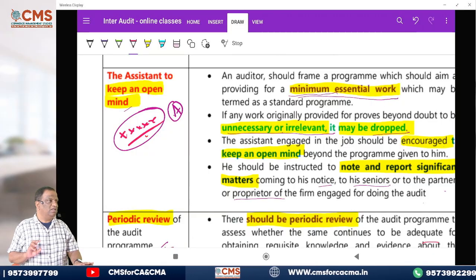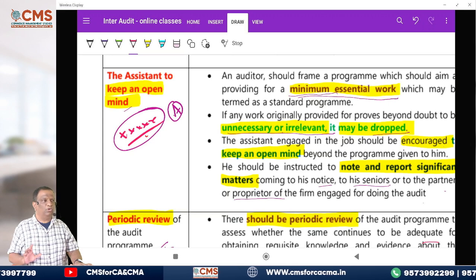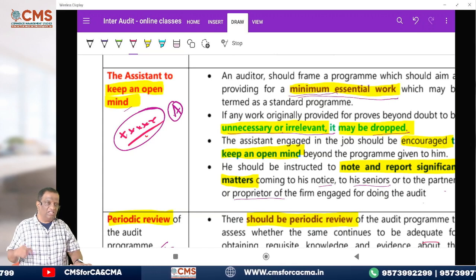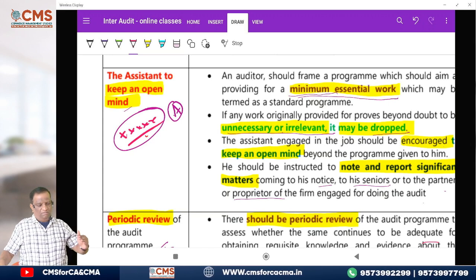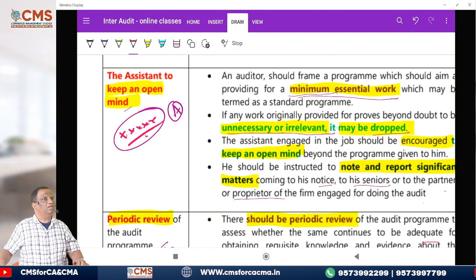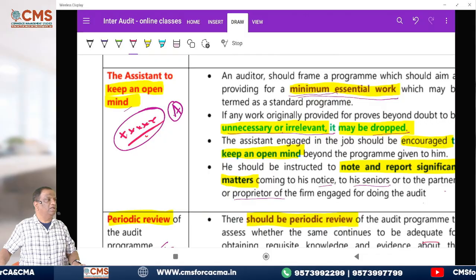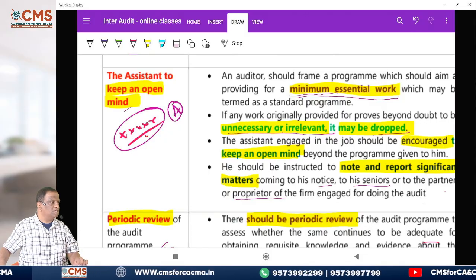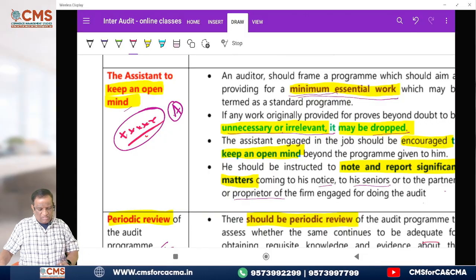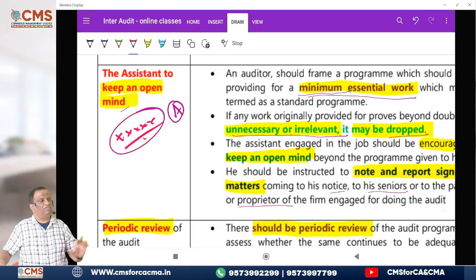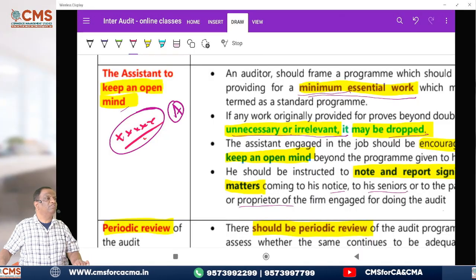Wherever possible, for the assistants, you prepare a program, but you are sitting in the office preparing it. Who is executing it is your articles, your team. So they know the ground realities. So give them a free hand. That is the essence of it. The assistants must be given a free hand to do it. They must be given an open mind.